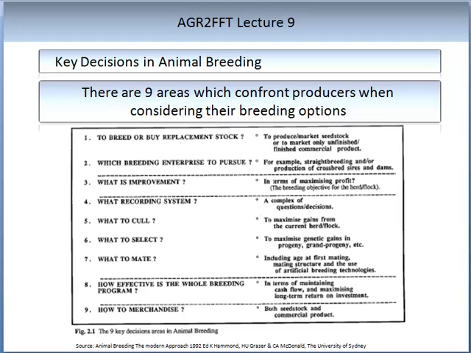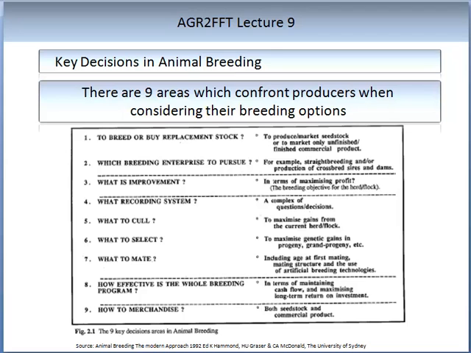On this slide there are 9 components which confront breeders when considering their breeding options. These are: number 1, to breed or buy replacement stock. That is the first decision that you should consider. Number 2, which breeding enterprise do you pursue? For example, are you interested in straightforward breeding, and or are you interested in the production of crossbred sires and dams, for example?